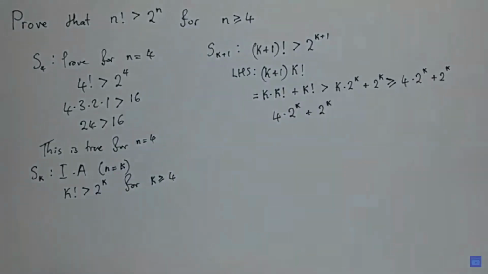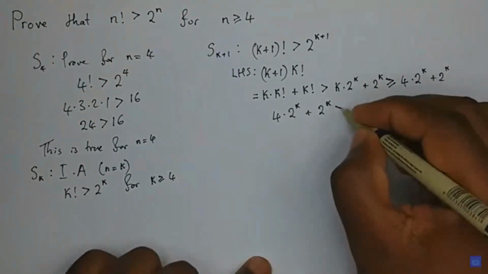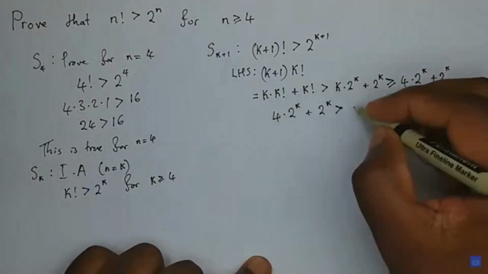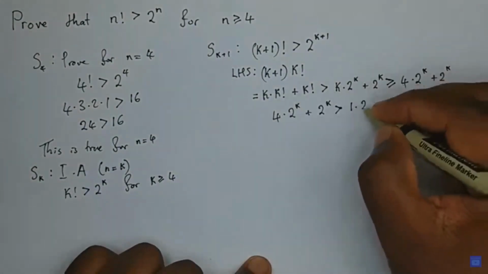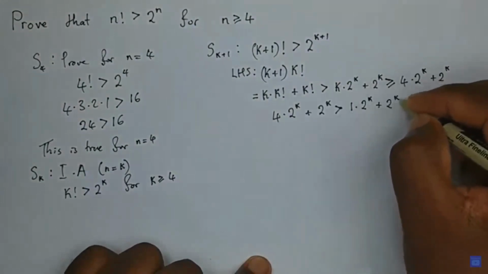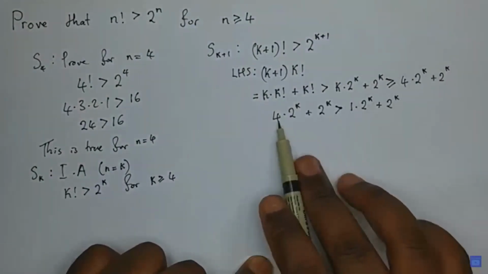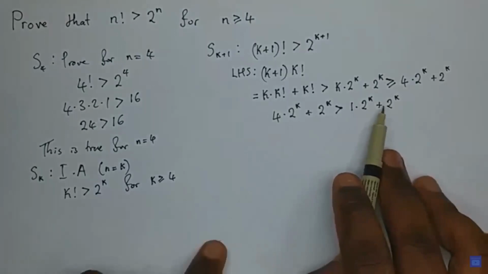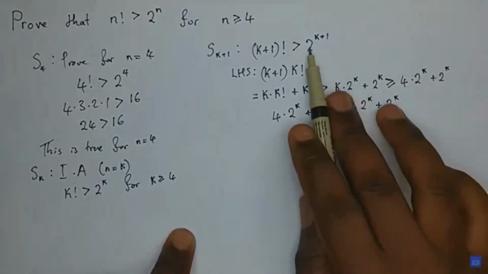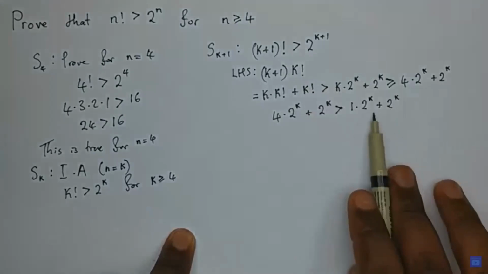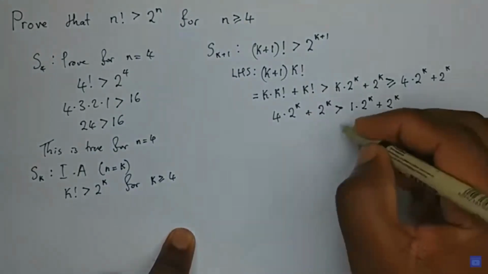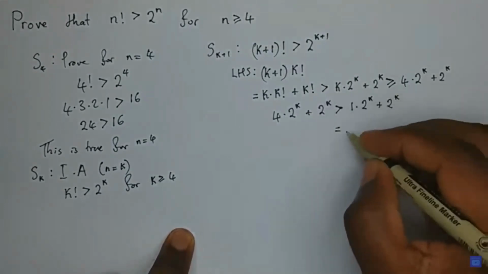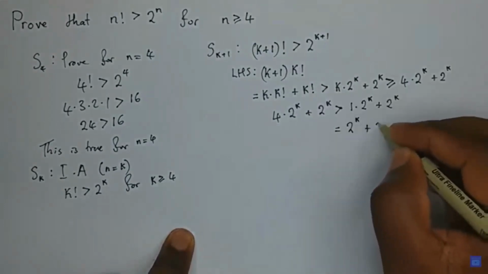Now we have a 4. But what we want to do is to make it look like the other side. We know that 4 is greater than 1. So in this whole expression, where there's 4, we're just going to put a 1, multiplied by 2 to the k plus 2 to the k. And this is true: this expression which has 4 is greater than this expression which has 1. But why are we doing this? We're doing this because what we have on the right-hand side is 2 to the k plus 1, which needs to come out when we produce this. So now, what we have here is equal to 1 multiplied by 2 to the k, which gives us 2 to the k, plus 2 to the k.